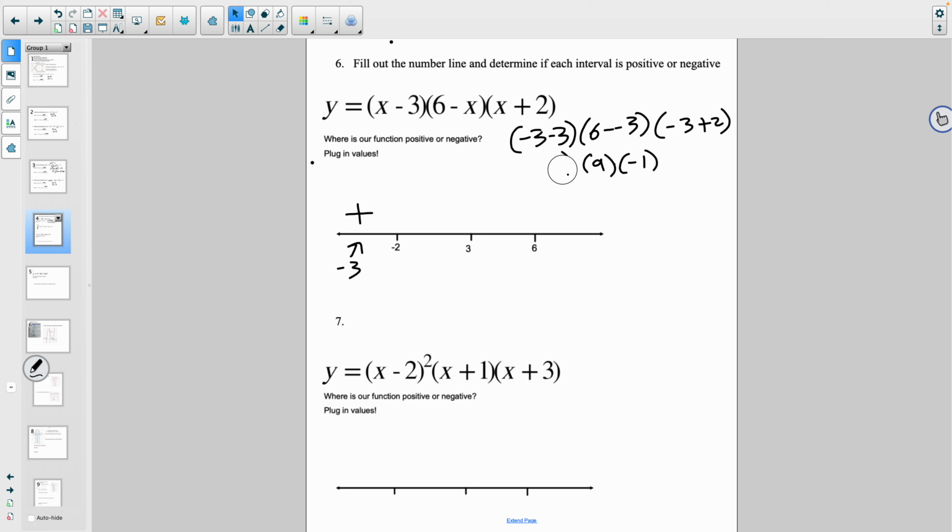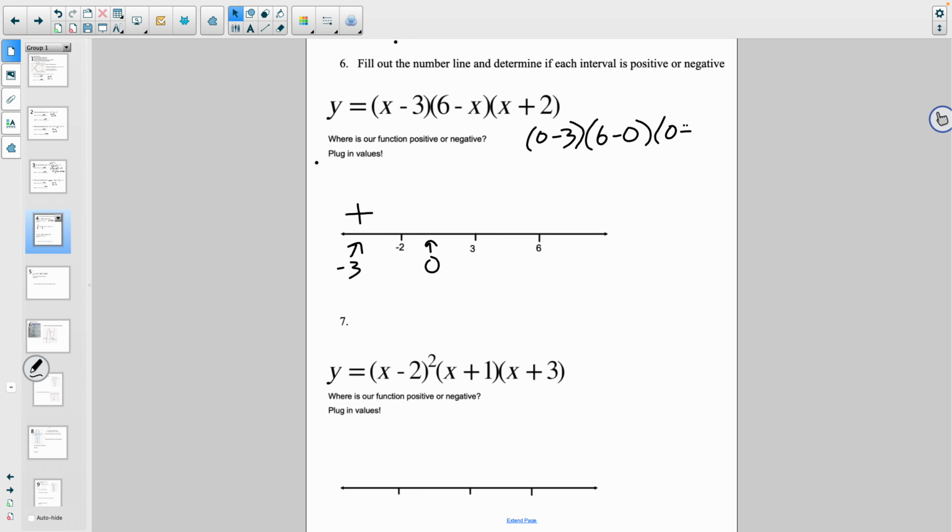I can do this for the next ones. So now for here, in between -2 and 3, I'll just plug in 0. I could plug in 1, I could plug in -1, but 0 is probably the easiest. So I'll do 0 minus 3, 6 minus 0, 0 plus 2. So we get -3, 6, and 2. Here I just have 1 negative, so this will end up being negative.